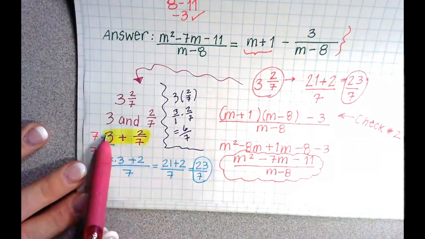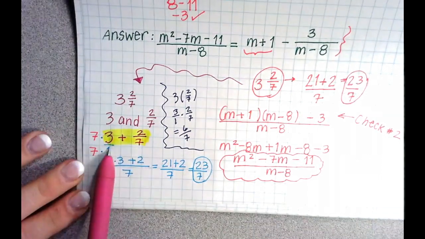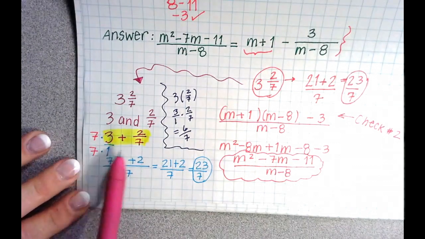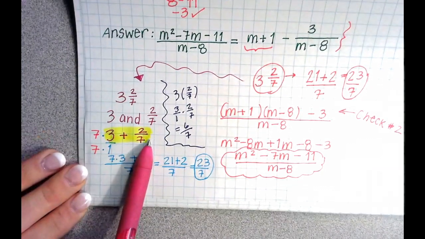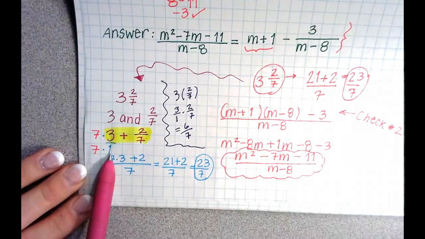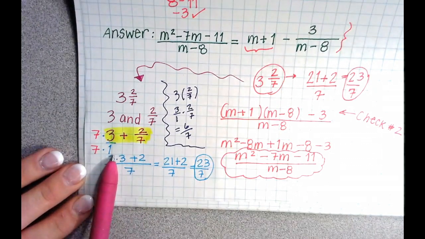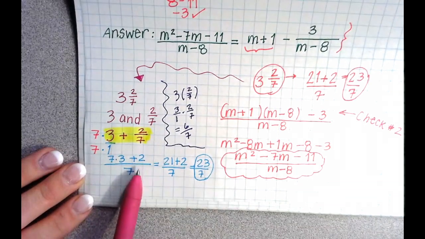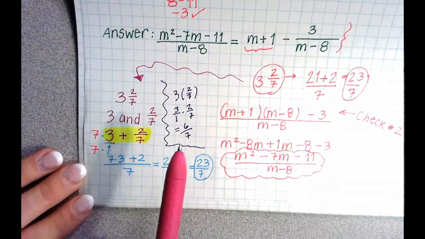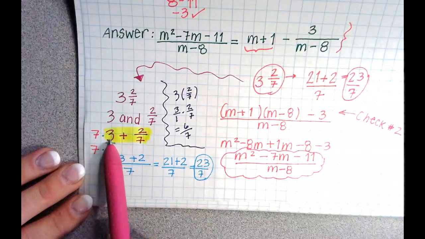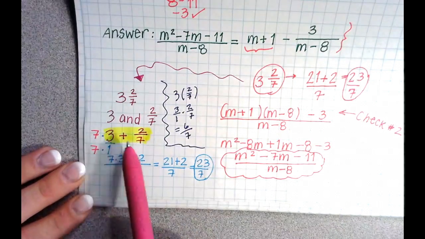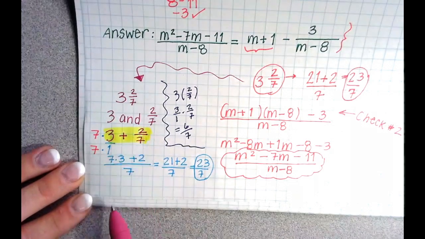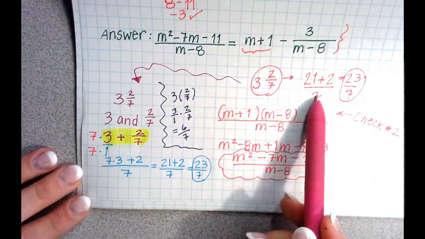Nowadays, if I asked you to combine these, you would combine them by finding a common denominator. The 3 is over a 1, so I'm going to multiply on top and bottom by 7, which will be my least common denominator. 3 times 7 is 21. 21 over 7 plus 2 over 7. Well, that's 21 plus 2 all over 7, 23 over 7. So what happens is you end up multiplying that number, the 3, by 7, which is that number, and adding that number, which is the exact process we use over there.